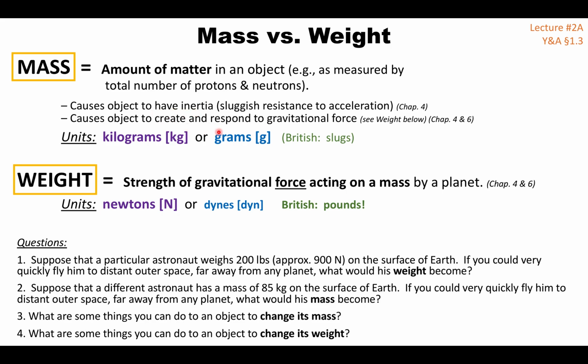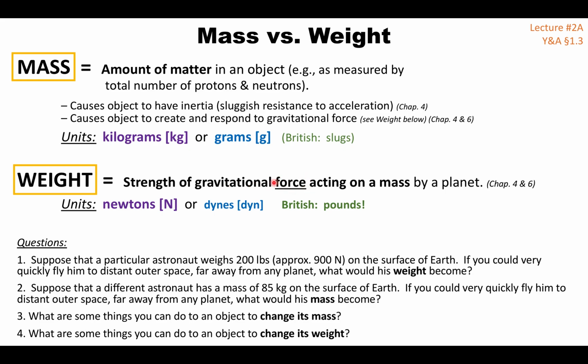And mass also creates gravitational pull and responds to gravitational pull. Weight is a nickname for gravitational force, which we'll talk about more in chapters 4 and 6. The unit of mass is the kilogram or the gram for MKS and CGS, or in the British system, the rarely used slug. Now, weight, on the other hand, is a force.